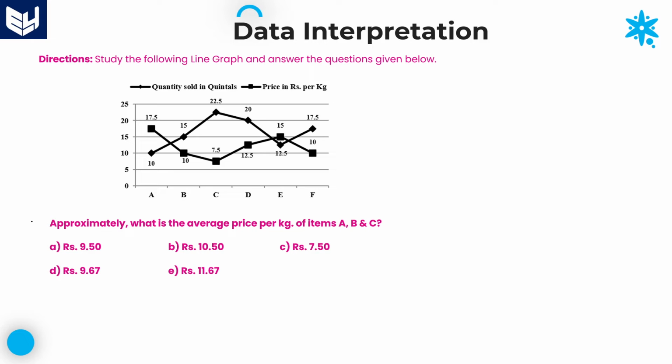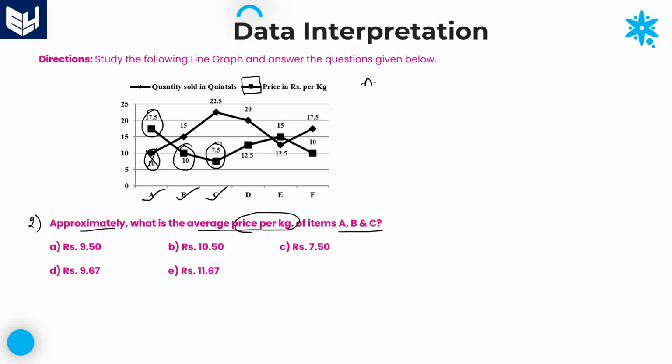Let us look at the second question. Here the second question is, approximately what is the average price per kg of items A, B, C? Price per kg is indicated with square shape, right? So you need to take the values 17.5, 10, and 7.5. These are the three values that you need to take and you need to calculate the approximate average.